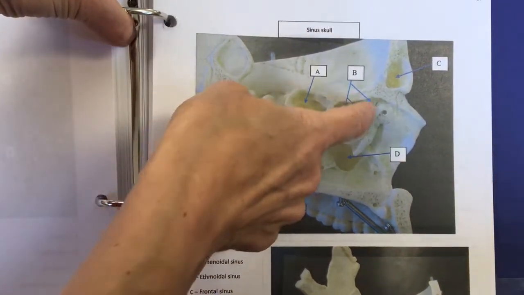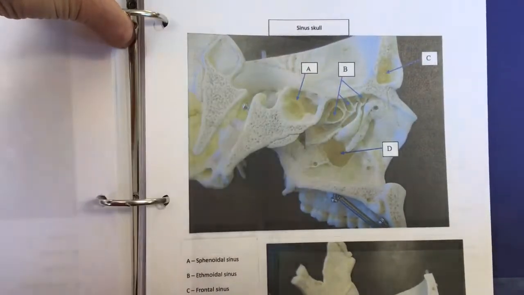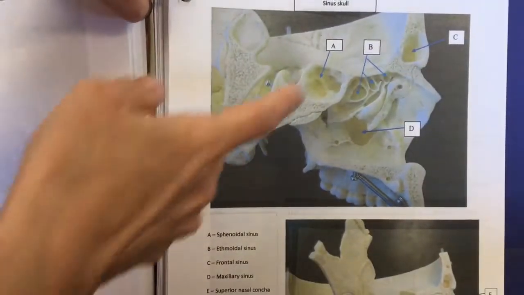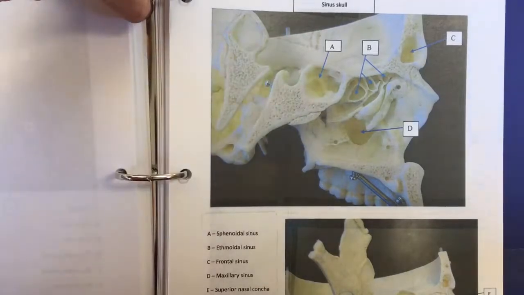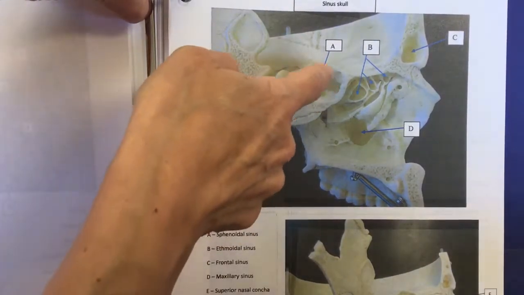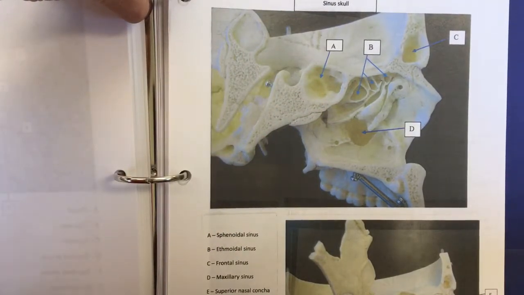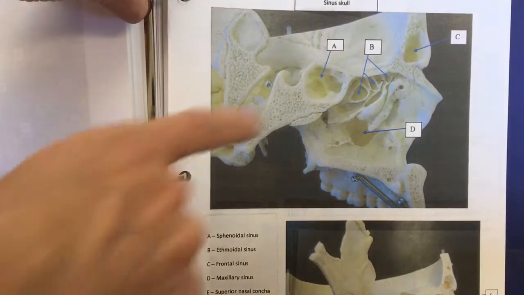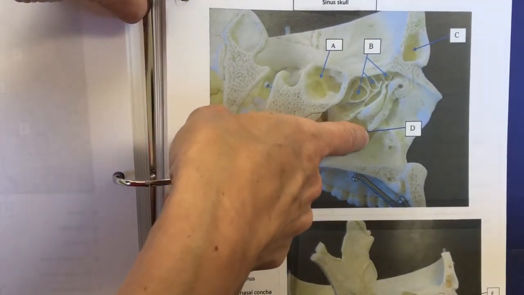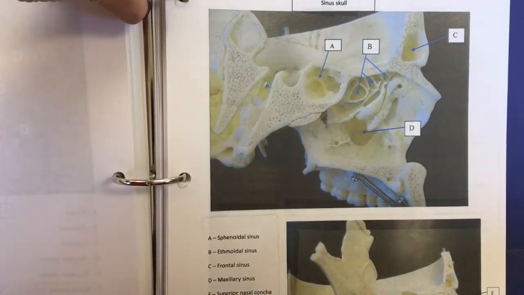Then we have one that has a lot of openings in the middle inside the ethmoid bone, called the ethmoid sinus. And then finally, deeper into the skull, we have one inside the sphenoidal bone, called the sphenoidal sinus. Sorry, the bone is called the sphenoid bone, but this is called the sphenoidal sinus. And then we can see deeper here, there's also one that's in your maxilla, called the maxillary sinus.